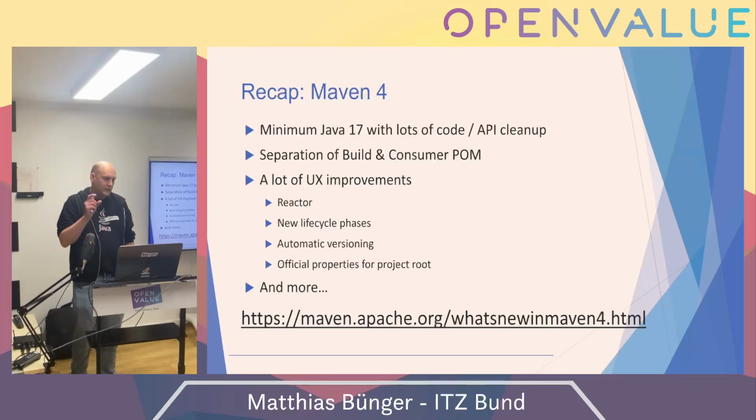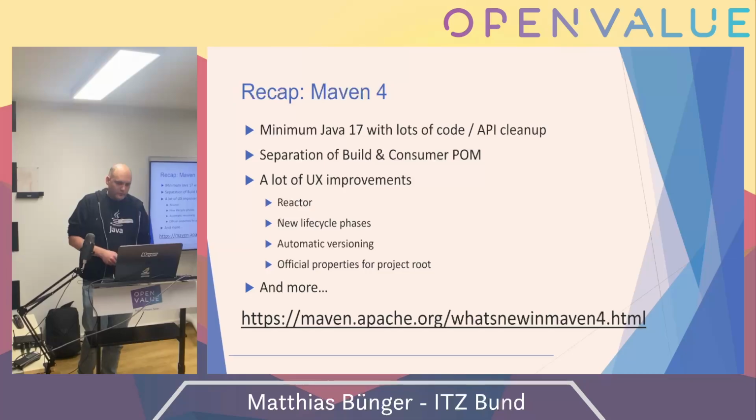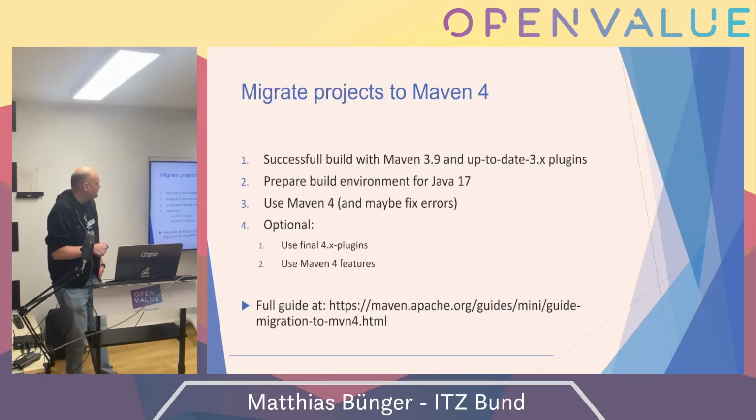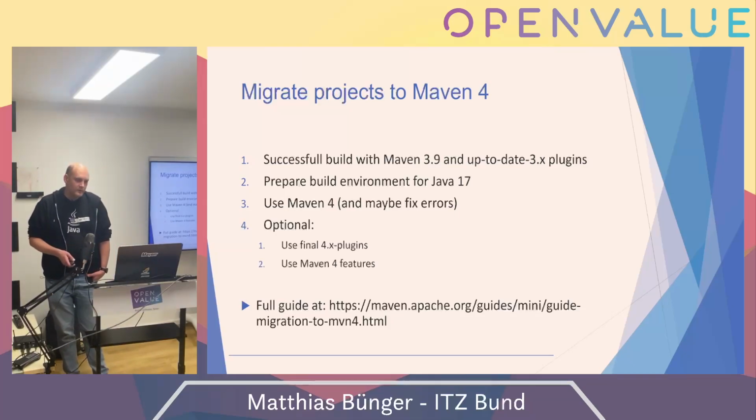It's also linked from the landing page of the Maven site, which comes to the question, okay, how to migrate? If you want to do it, the recommendation from the Maven team is to make sure that your Maven build runs successfully on Maven 3.9 with current, up-to-date 3.0 plugins of the core plugins. When I speak about plugins here, I can only speak for Maven core or plugins maintained by the Maven core team.